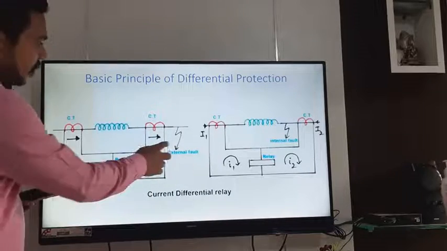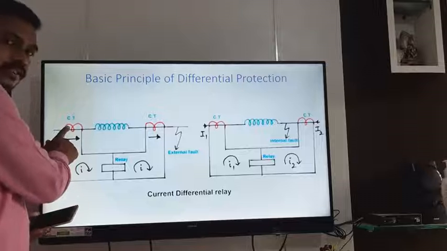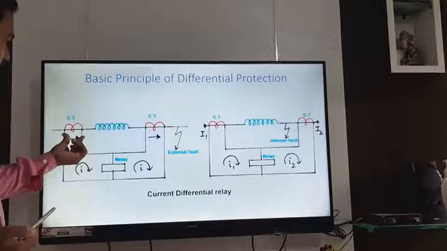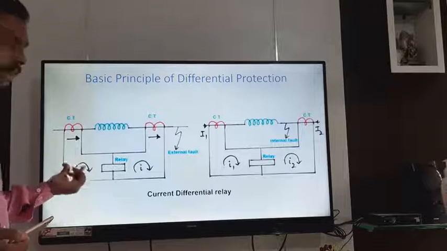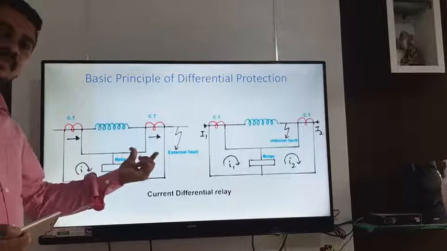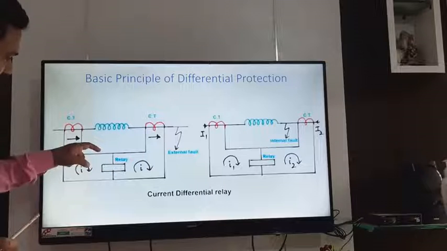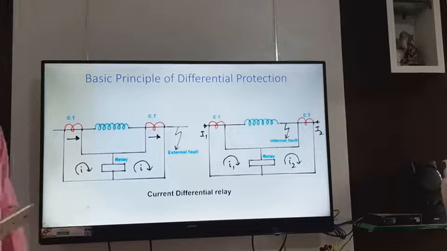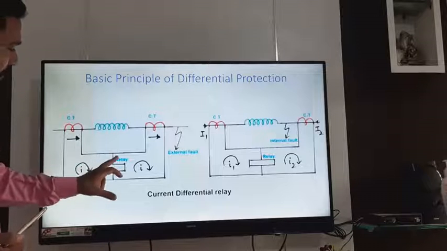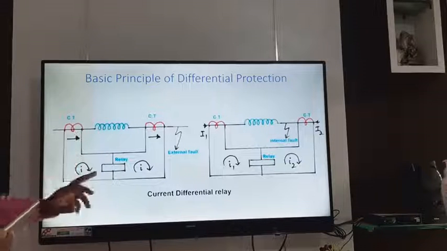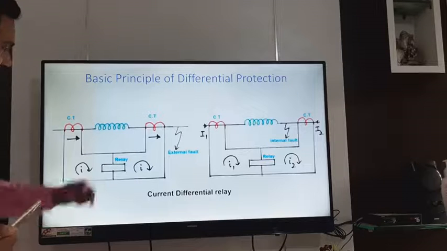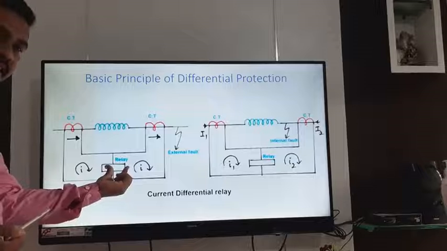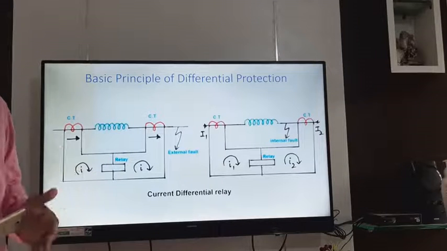So when an external fault occurs, the primary current of CT1 and the primary current of CT2 are the same. Accordingly, the secondary currents of CT1 and CT2 are also the same. So the resultant current I1 minus I2 is equal to 0, and no current will flow through the operating coil of the relay. As current is not flowing through this relay, the relay coil is not energized and it will not give a signal to the circuit breaker.